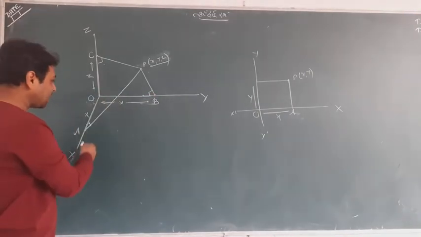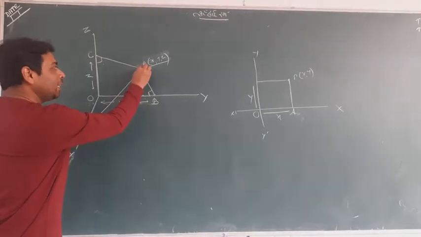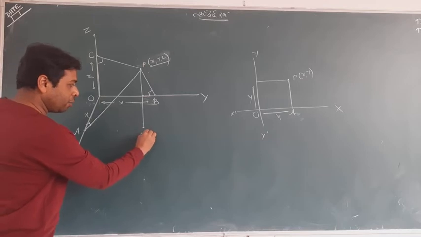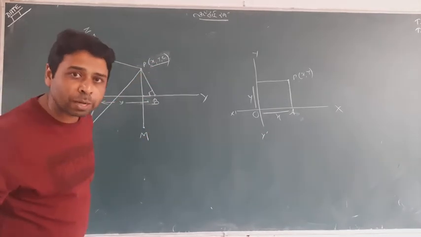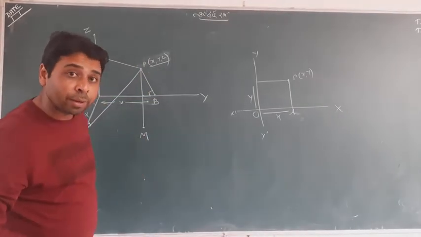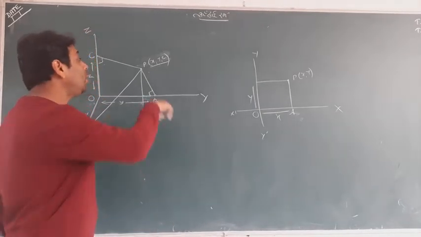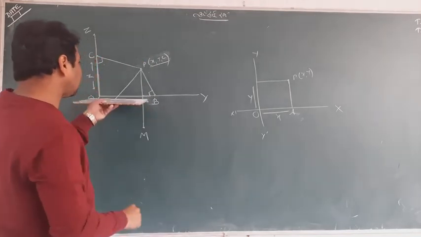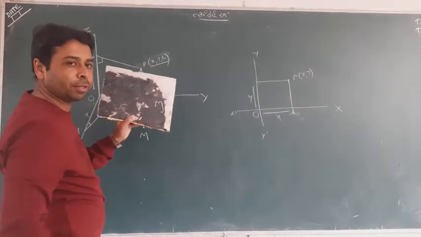I drew my x-axis and y-axis. This is my xy plane, and I am now drawing the perpendicular on the xy plane. This is the perpendicular drawn from point P on the xy plane. If I ask you, where is M? Immediately you can say M is lying on the xy plane, because I drew the perpendicular from P on the xy plane. This is P, I draw, this is my M.